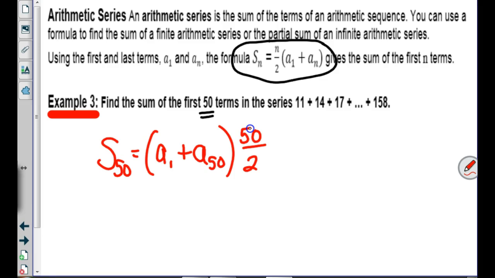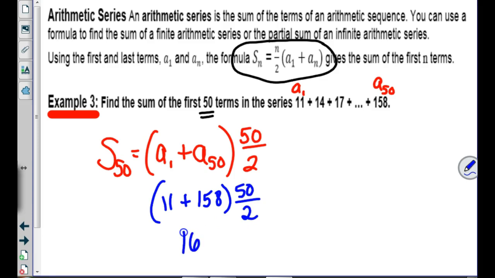So I think we can go with, this is the first term, second term, third term, and this is the 50th term. This is weird. I would never ask this question on a quiz. All right, so the first term is 11. The last term is 158. And according to this, there's 50 terms in here. So this would be 169 times 25, or you could have just typed it in. I got 4225. Did anyone else get that?